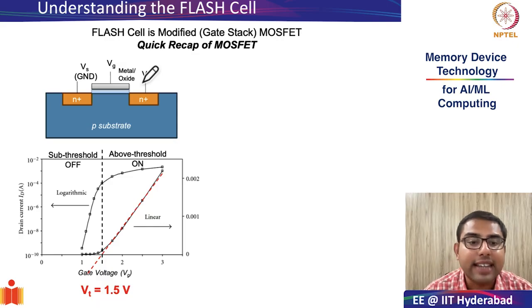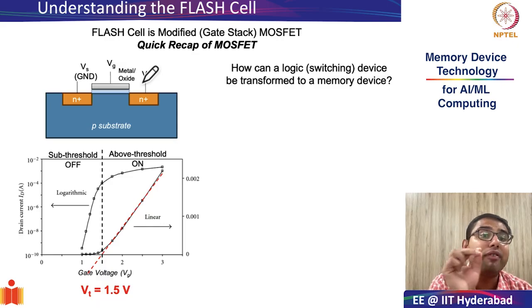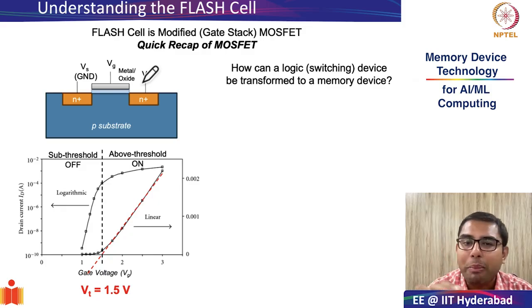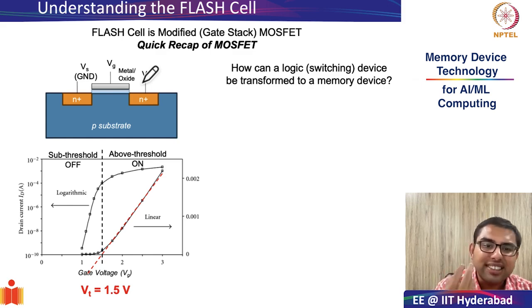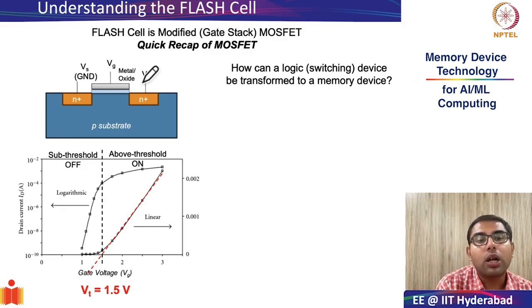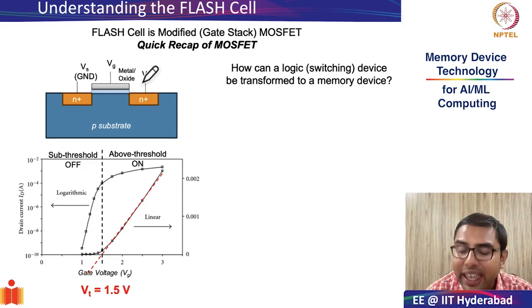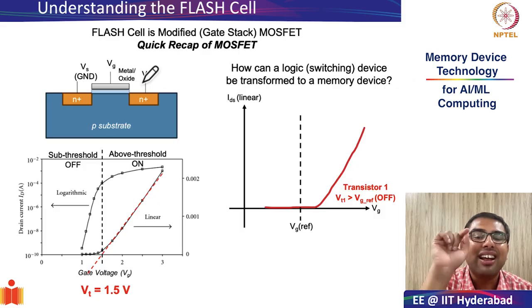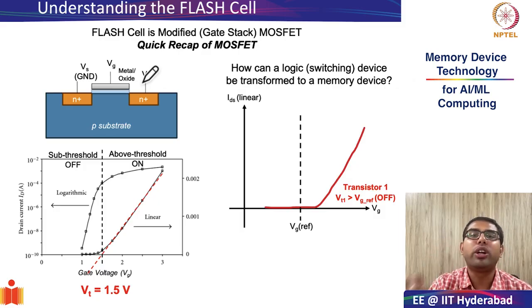With this understanding, let's move forward and ask a very important question. Good, we know how the transistor works. But remember, a transistor is essentially a switching device or a logic device. Why is it a logic device or a switching device? Because by controlling the gate bias, you can turn the transistor from on state to off state and vice versa. The question we are trying to ask, however, is how can this logic device or switching device be transformed into a memory device? And the answer lies, again, in focusing on the threshold voltage of the transistor.